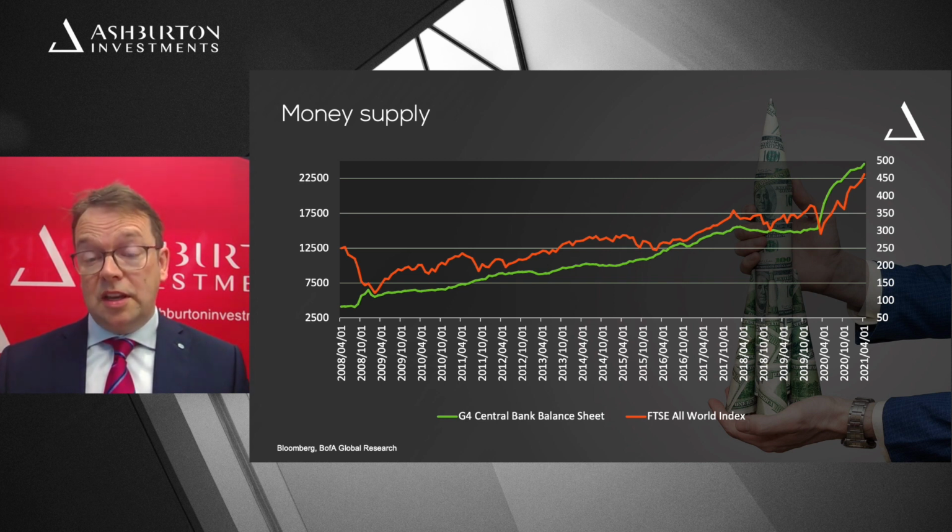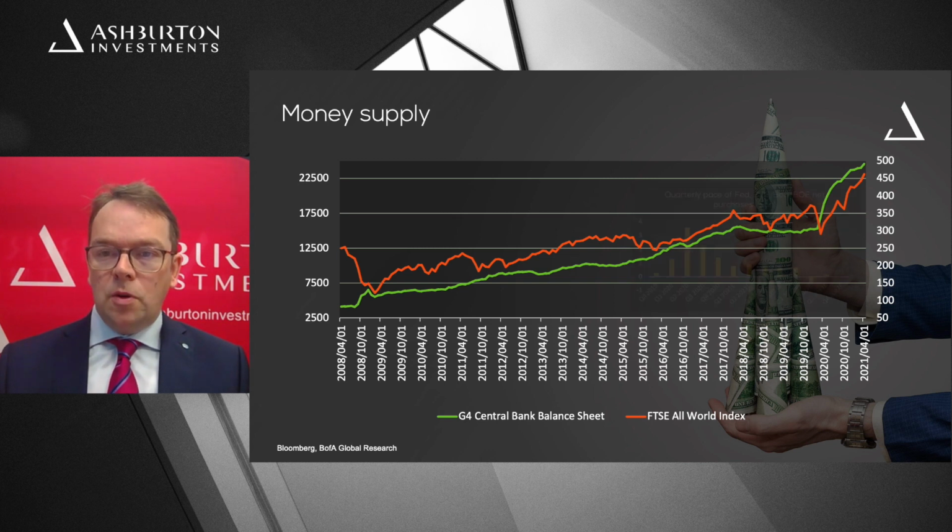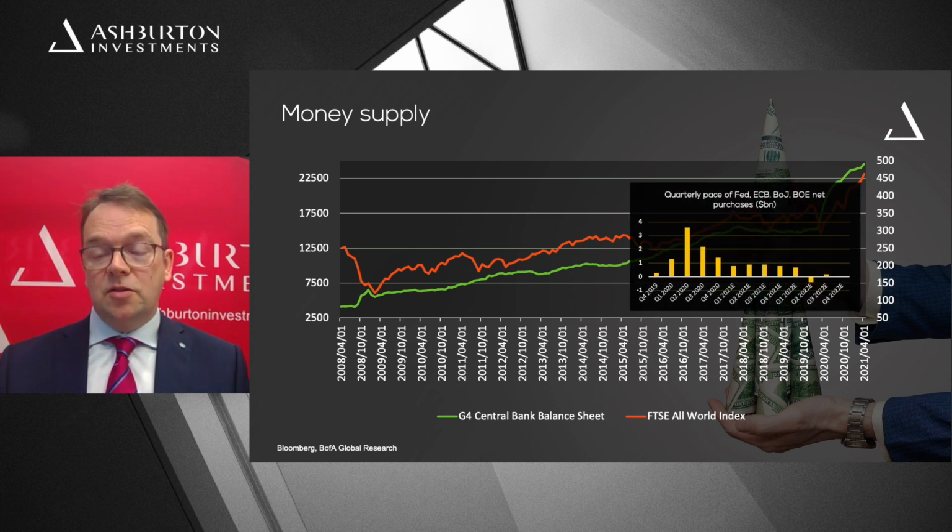And then you can also see in the red line the level of the global index, FTSE All World Index, and you can see they do look like they're well linked. Now, when we look forwards, we know that the pace of central bank balance sheet purchases is going to be reduced. But we are going to continue to see central balance sheet expansion.